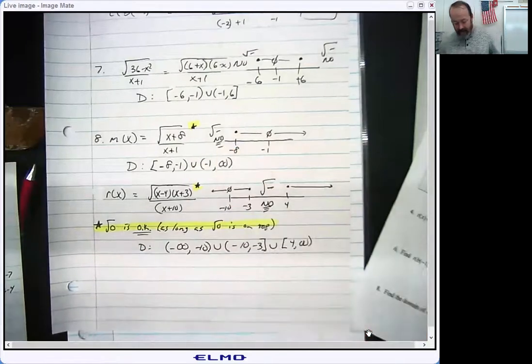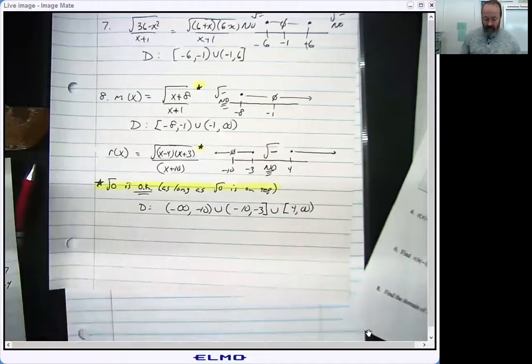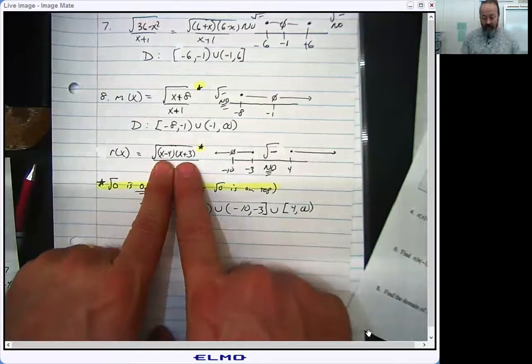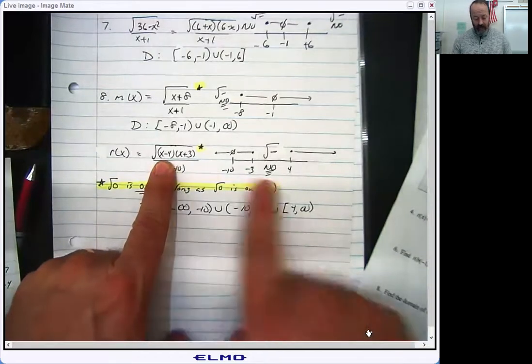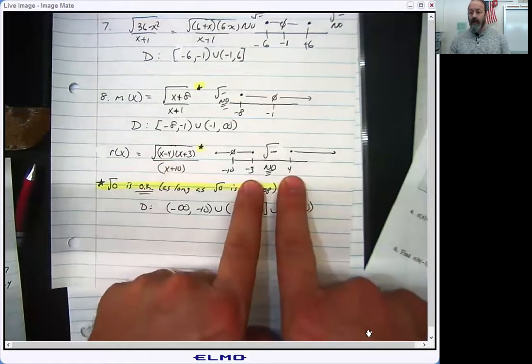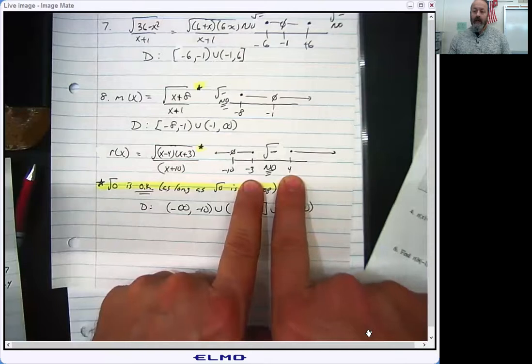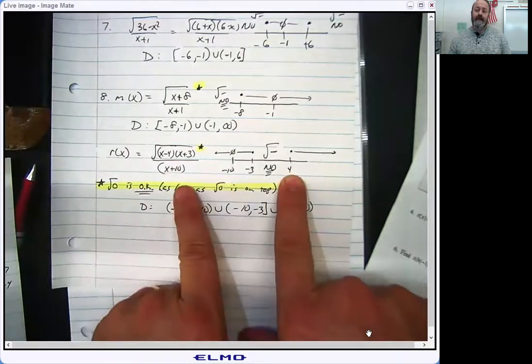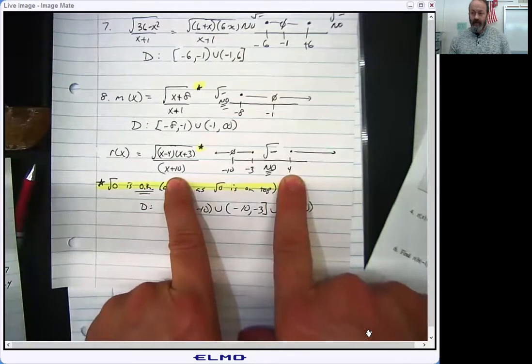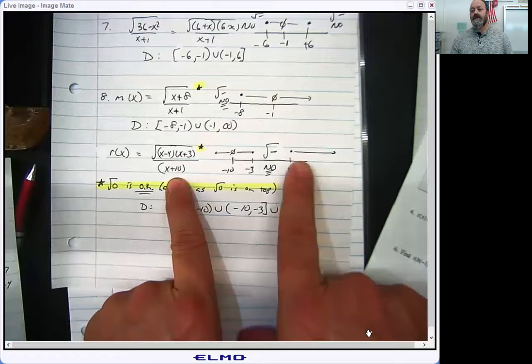And then in the B section, it was x squared minus x minus 12. So I factored it. I found the values where 0 happened, which were 4 and negative 3. Again, those are a big problem because I do not want to divide by 0. And then I just check some numbers.